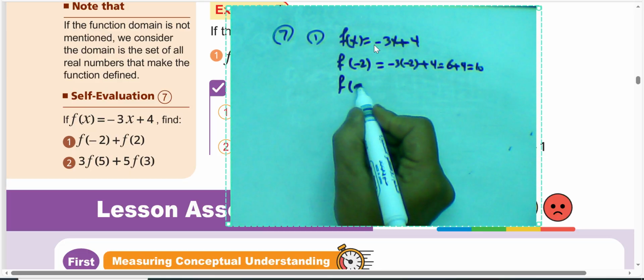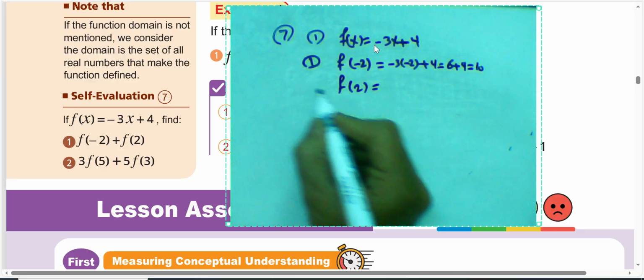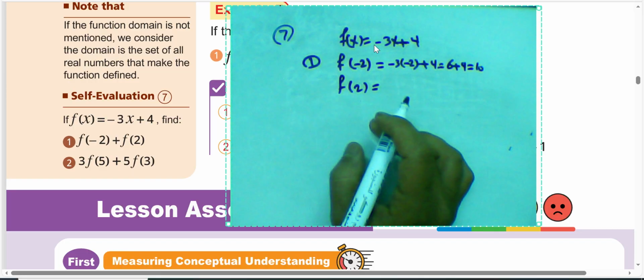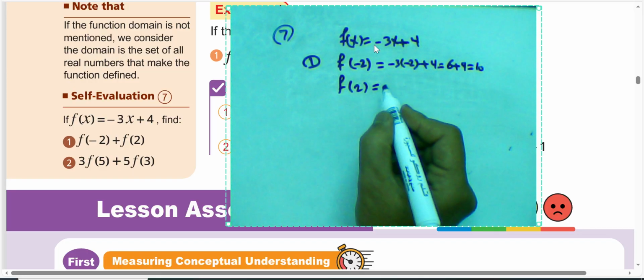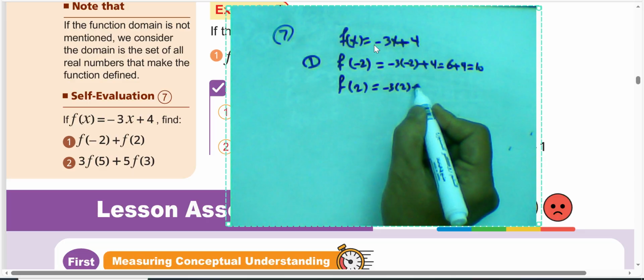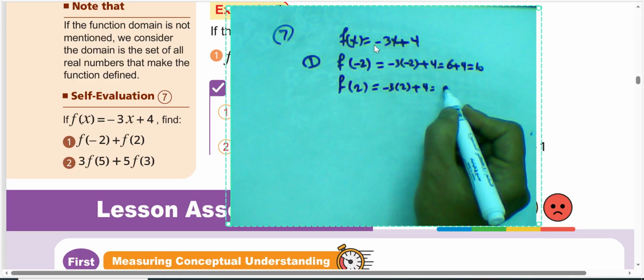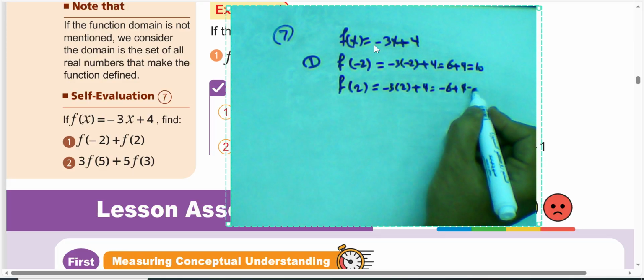And f of 2 is question number 2, okay? F of 2, put x equal 2 here: negative 3 times 2 plus 4. Negative 3 times 2 is negative 6. Negative 6 plus 4, it will be negative 2.